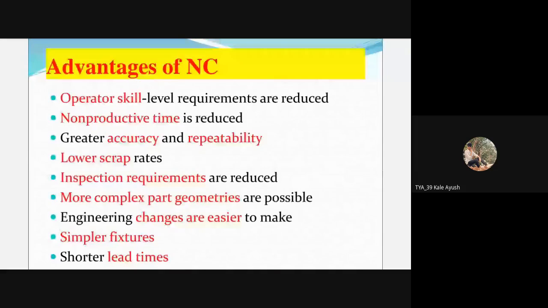Inspection requirements are reduced, due to the automation, due to signals, in terms of output, inspection requirements are also reduced. Whenever we are working on a lathe machine, for every product we have to take a measurement, but in that machine, due to the program, the measurement time will also definitely reduce. Measurement is nothing but inspection. More complex part geometries are possible. Different, more complex part geometries are also available.